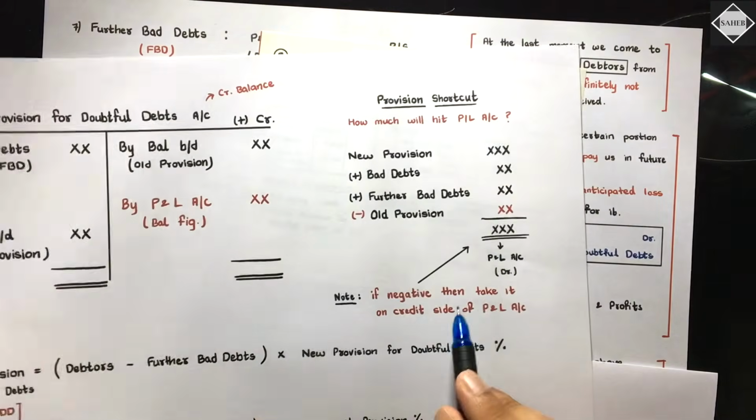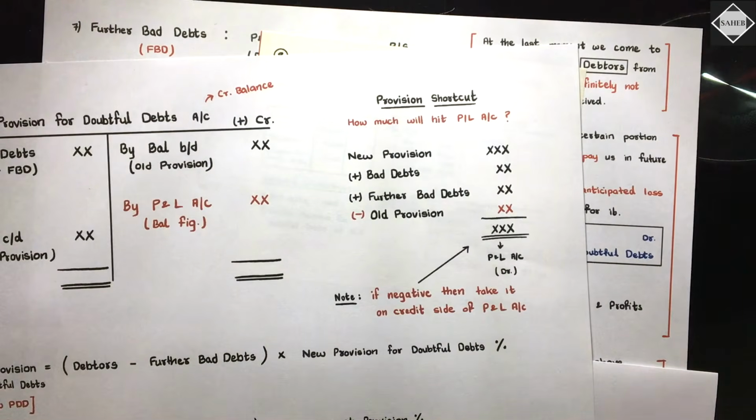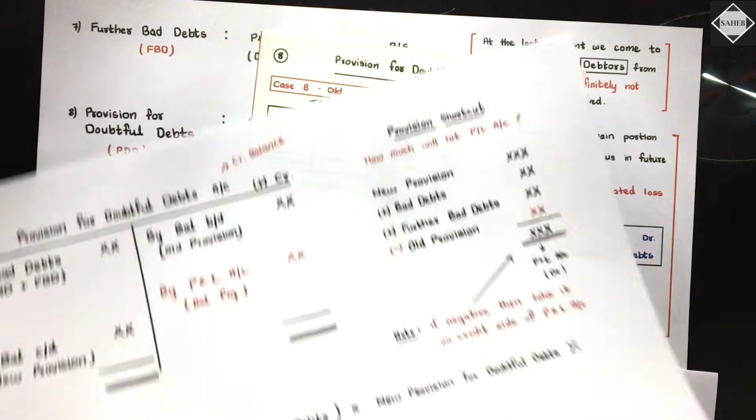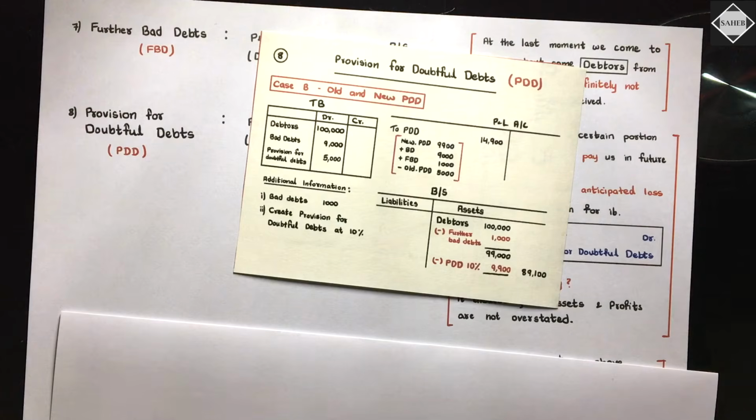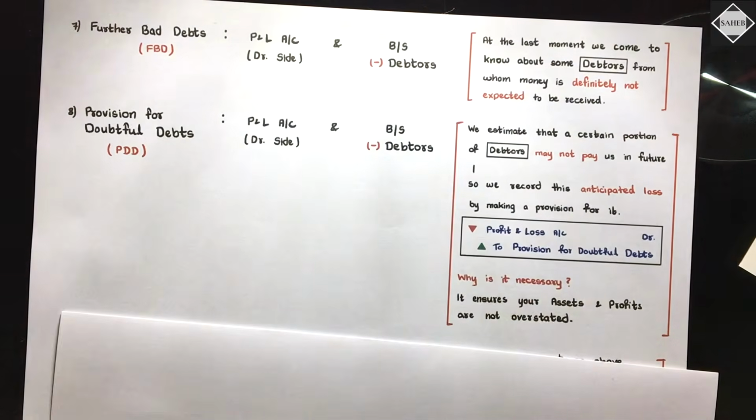Okay. If negative, then take it on credit side of P&L account. Is that clear? Really simple and straightforward. All right. You understood this? Okay. Now one more adjustment. Yeah. You understood now? Two cases I explained you regarding provision for doubtful debt.